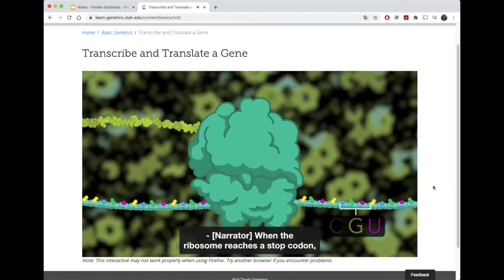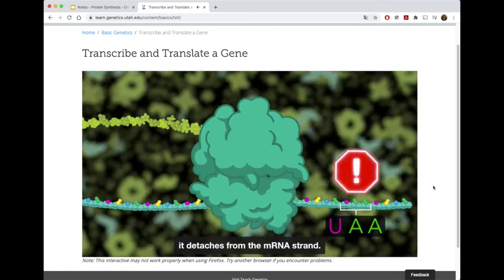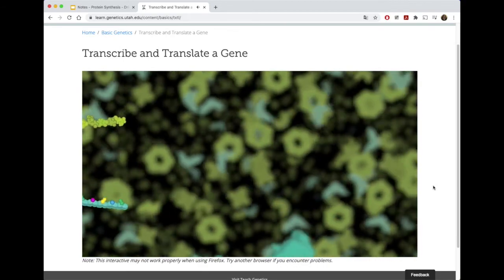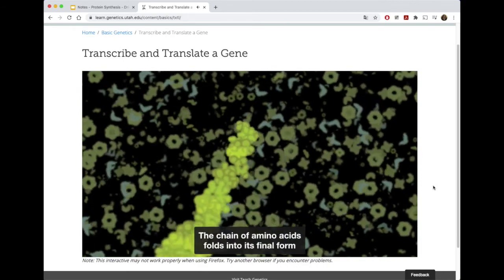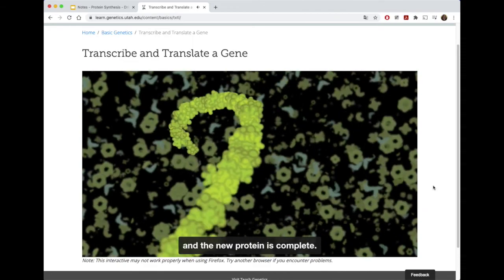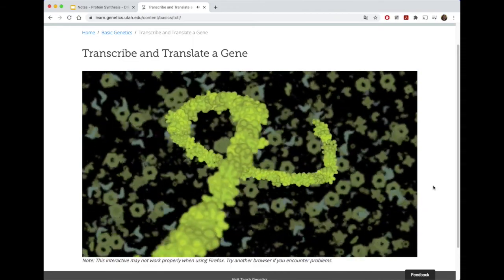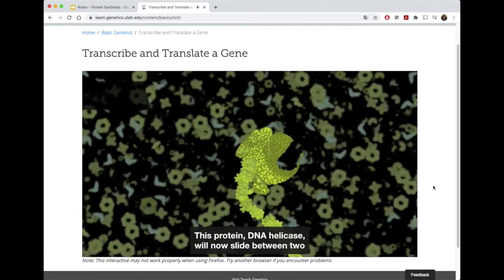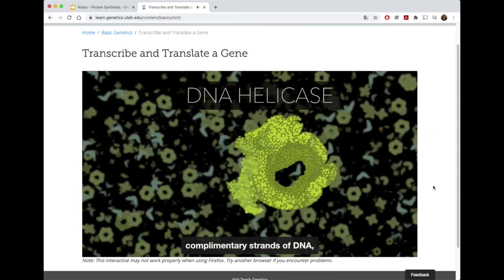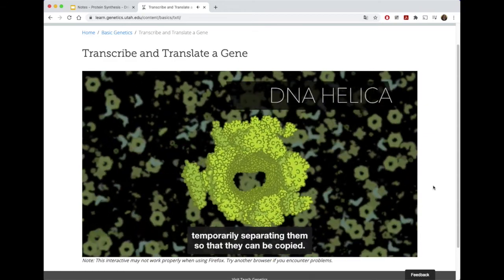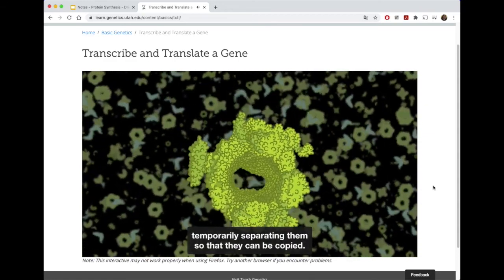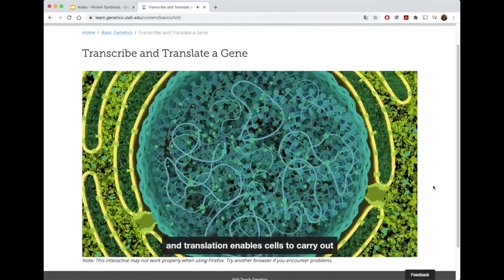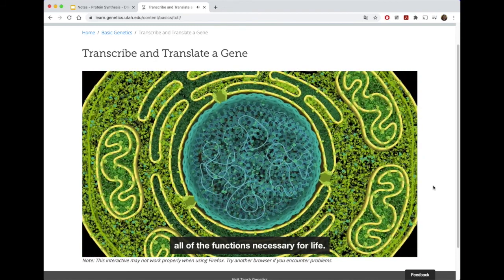When the ribosome reaches a stop codon, it detaches from the mRNA strand. The chain of amino acids folds into its final form and the new protein is complete. This protein, DNA helicase, will now slide between two complementary strands of DNA, temporarily separating them so that they can be copied. The incredible processes of transcription and translation enable cells to carry out all of the functions necessary for life.